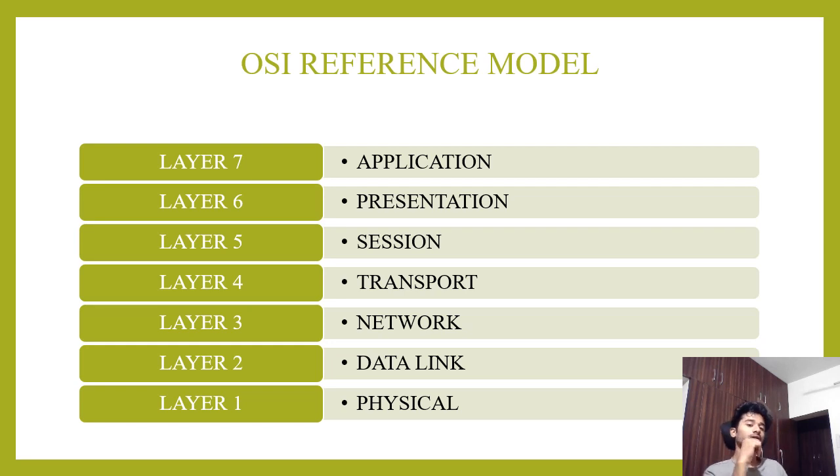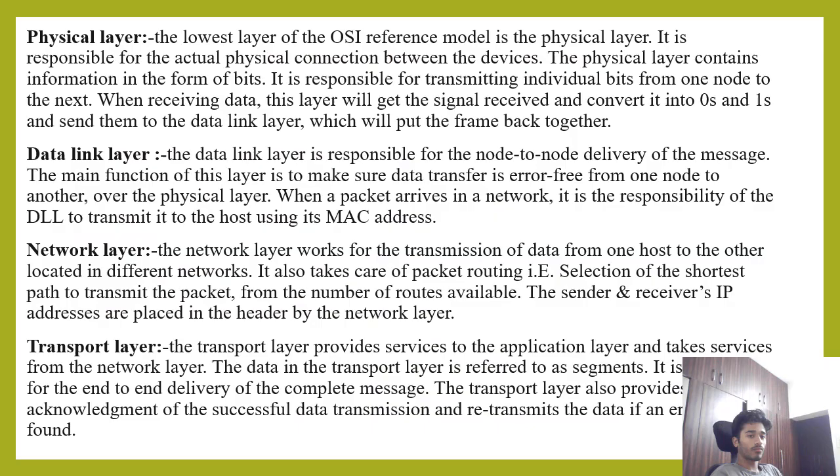There are basically 7 layers in the OSI reference model. The first one is physical. The second layer is data link. The third one is the network layer. The fourth one is the transport layer. The fifth one is the session layer. The sixth one is the presentation layer. The seventh one is the application layer. It is really important to memorize all the 7 layers of this OSI reference model. So moving on to our next slide.